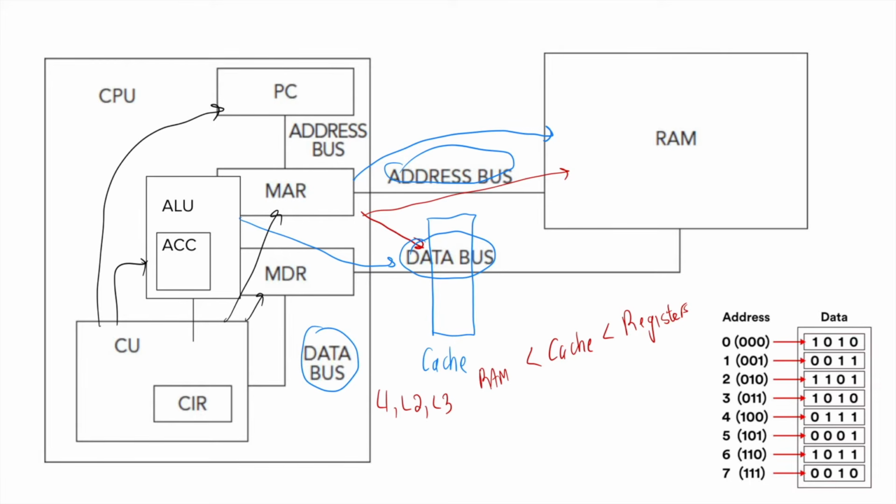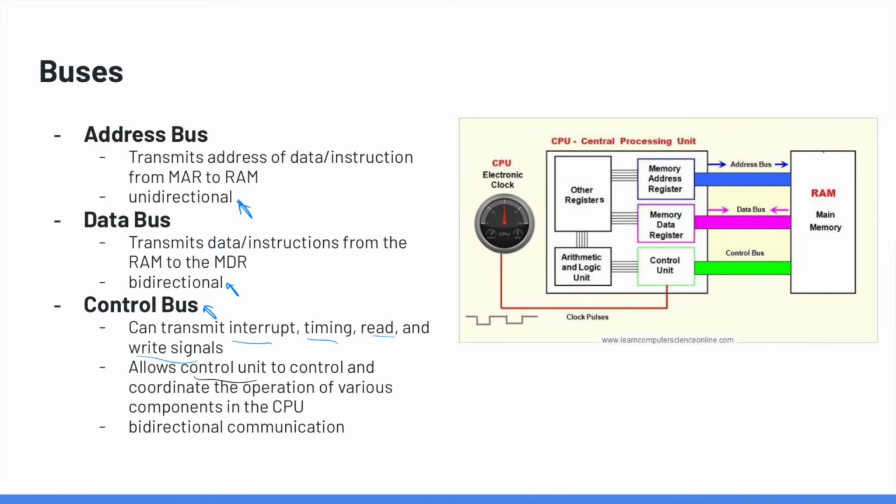It controls every component, so it needs to be connected to every component, and that connection is done by the control bus. It allows the control unit to control and coordinate the operation of various components in the CPU, and it takes advantage of bidirectional communication. So it'll send commands, but also receive feedback from other components so that it can make further decisions on how things should work in the CPU.